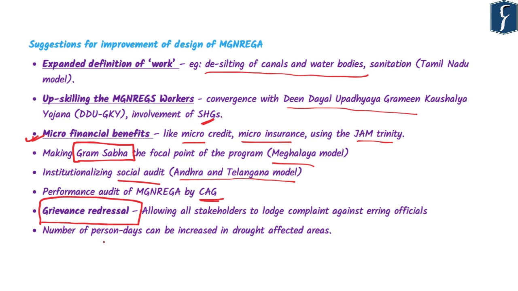Presently, work of 100 days is mandated under the scheme, and it is suggested that, because of the rural distress, this can be increased further, maybe to 150 or 200 days, depending upon the resources of the state government.